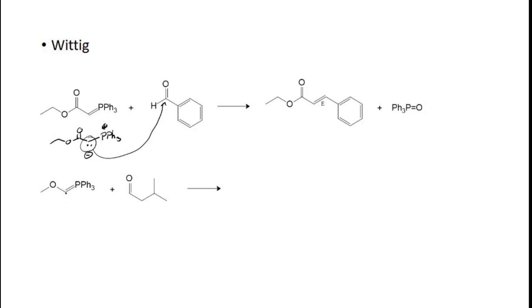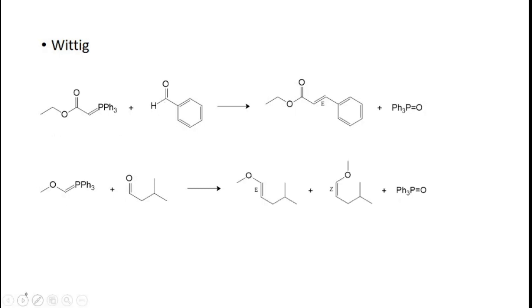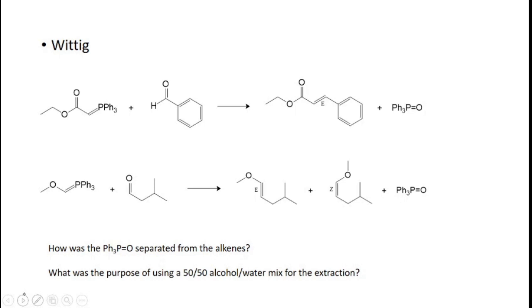Same thing here. We would be forming a bond between these two carbons, and specifically we would get a double bond. And so we would get these isomeric products, the E and the Z, or the trans and cis if you prefer. And of course we also get triphenylphosphine oxide as a byproduct. But again, you should be able to predict the products for related reactions. And you should be able to explain what was going on during the reaction, why we used the conditions we did, or why we used the workup we did.